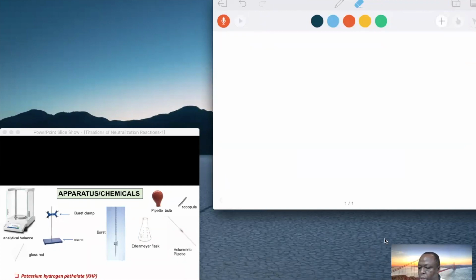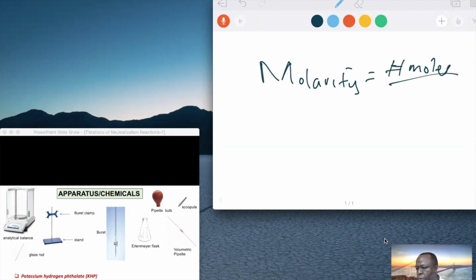One is the concept of molarity. Molarity is determined by getting the number of moles over the volume in liters of solution. We looked at it last time. That is an equation you need to be able to use. We will also use subscript L for molarity in moles, and of course, number of moles.